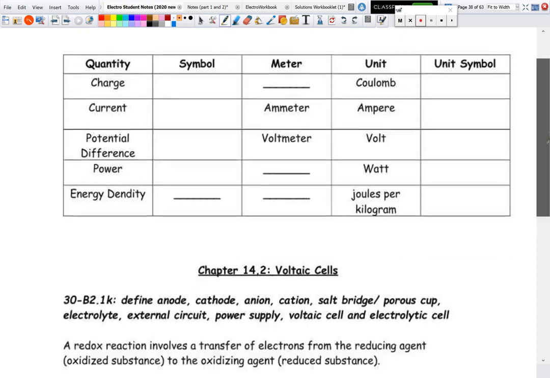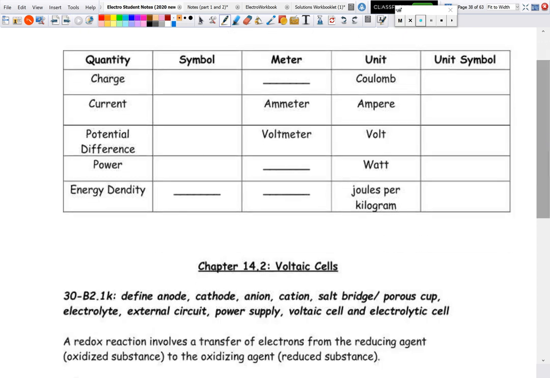All right, now, because we are going to be dealing with electricity, we are going to have to deal with some new things. If you've done physics, you've seen charge, current, and potential difference before. If you haven't, that's fine. We're just going to have a quick look at the symbol, the unit, and the unit symbol. Charge, the symbol for that is Q. There is no meter to measure charge, so you can't really hook anything up to measure it. However, the unit that we use to measure charge is a coulomb, and the unit symbol for coulomb is C.